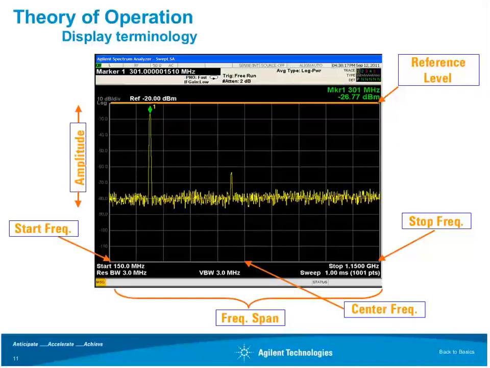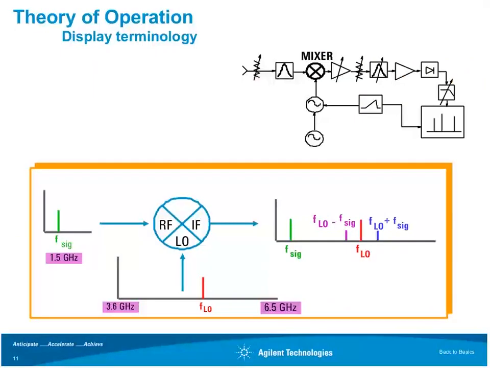On the x-axis, we have our start and stop frequencies, although, again, some people prefer to view the signal in terms of a center frequency and a frequency span. So generally, that's a user selection, depending on how you like to look at the spectrum, again, depending on application.